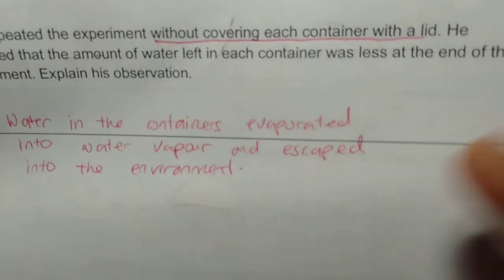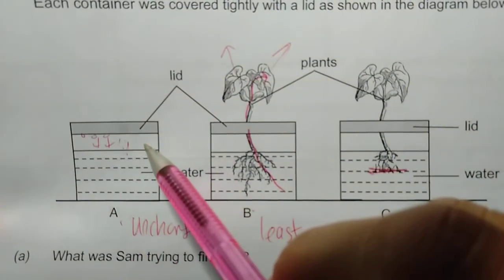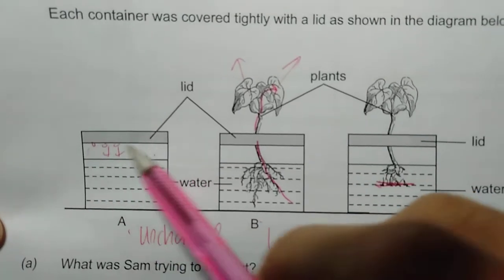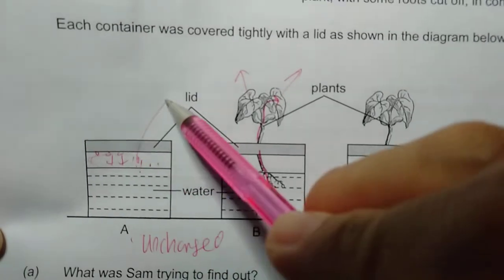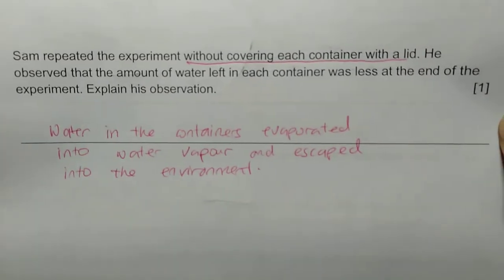Why is this last bit important, escaping into the environment? Because even without the lid, water can still evaporate, right? You can see there's some gap here. But with the lid, this evaporated water, the water vapor will still be trapped inside. Without the lid, the water vapor can escape into the environment. That's why I added this part here, and escape into the environment.